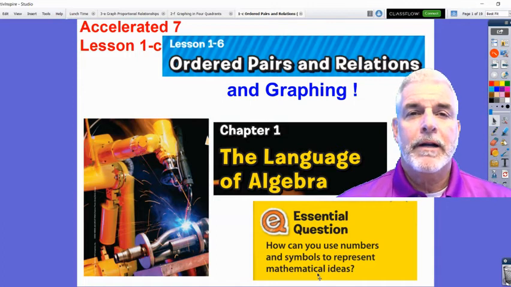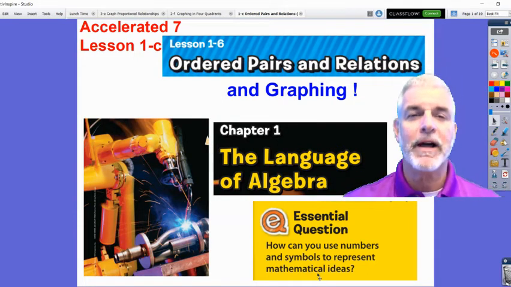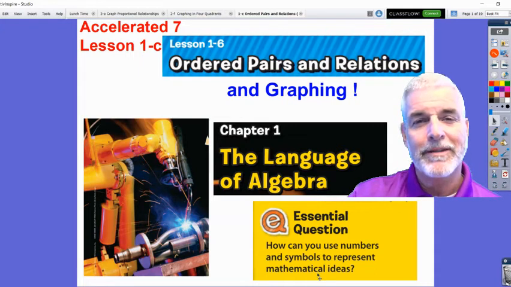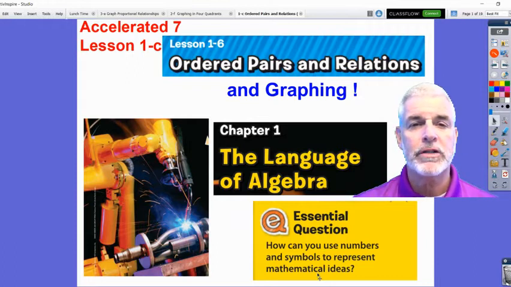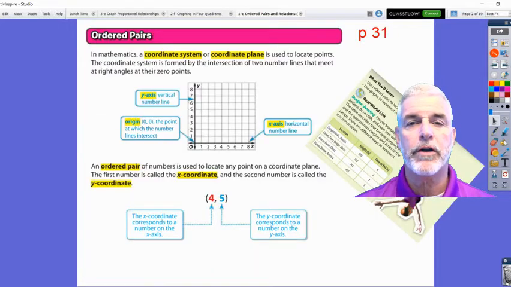Hey, Mr. Riley here, and moving on with our introductory things to the language of algebra, shifting back after some positive and negative number discussion back into the first chapter and the discussion of ordered pairs and relations and graphing, a very important foundation for the rest of your math career. So we are on page 31 in the book.